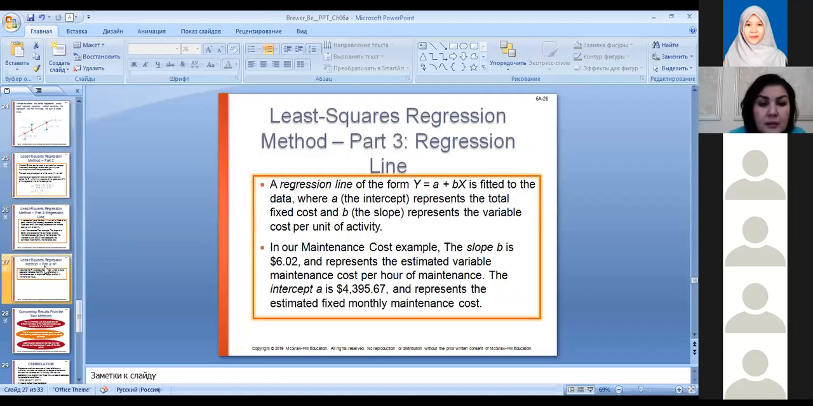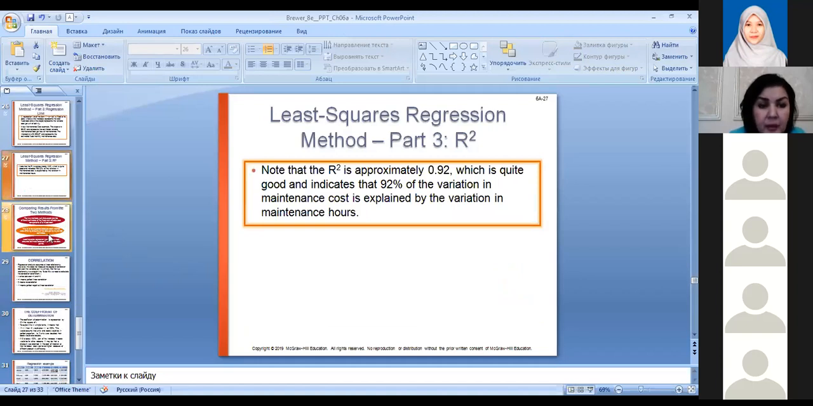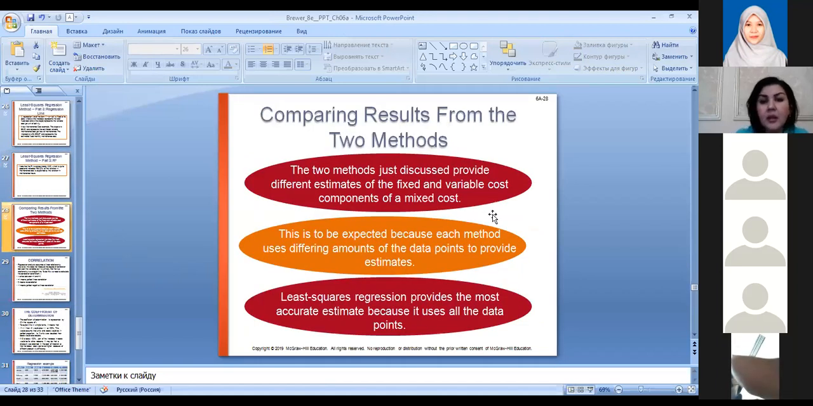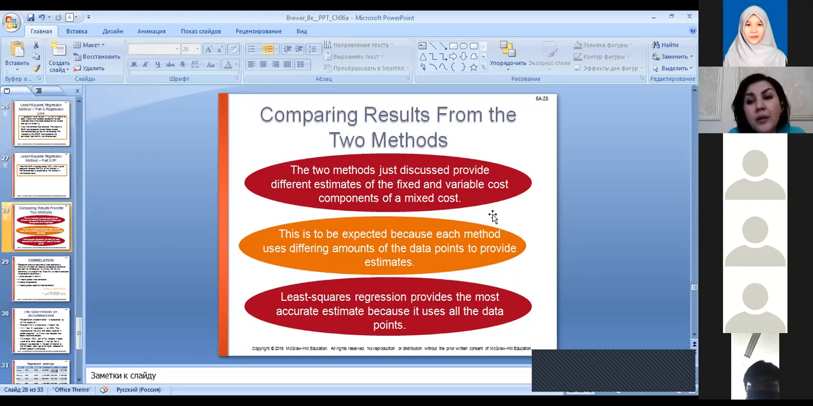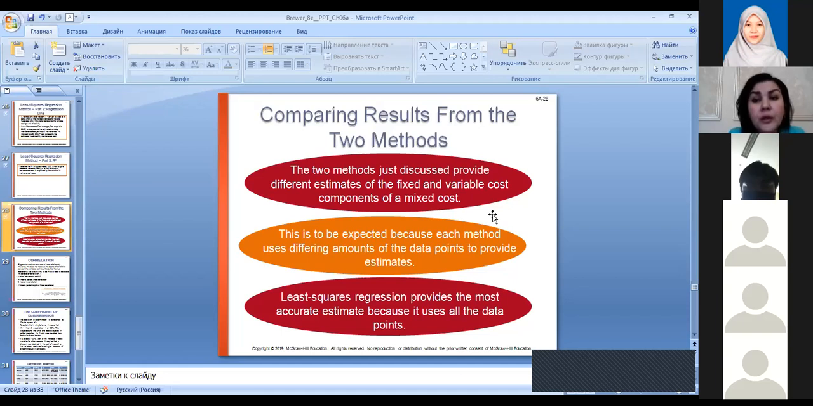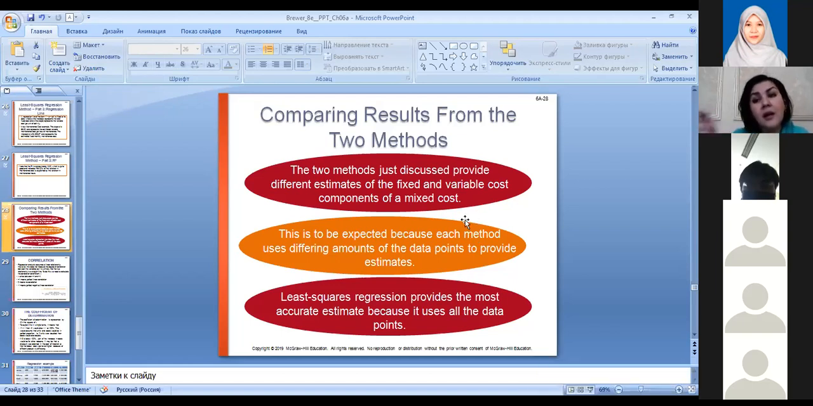Okay, and let's use an example. I have an example. We will compare two methods. For example, you can use the high-low method and calculate values for B and A, and you can use the least squares regression method, also calculate values for B and A, and simply compare. I can say that the least squares regression method is just more precise than the high-low method.